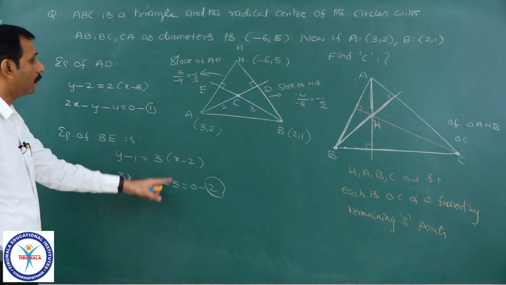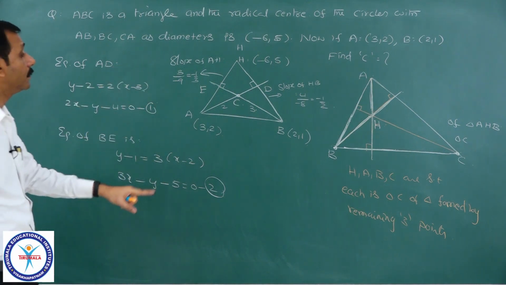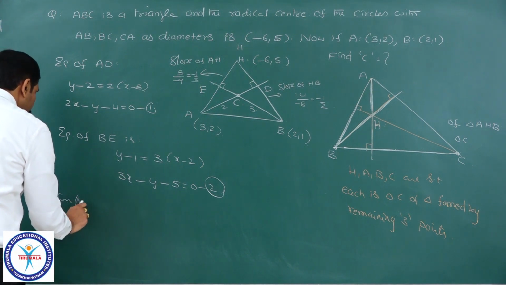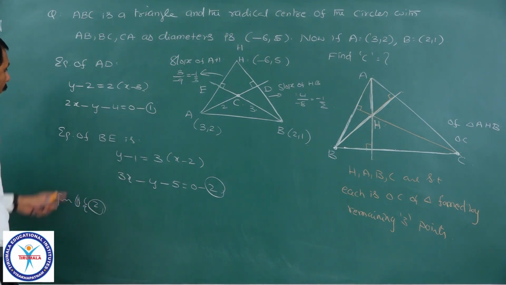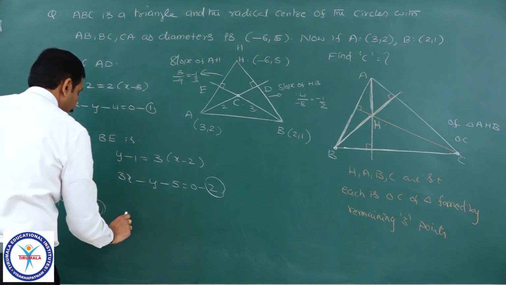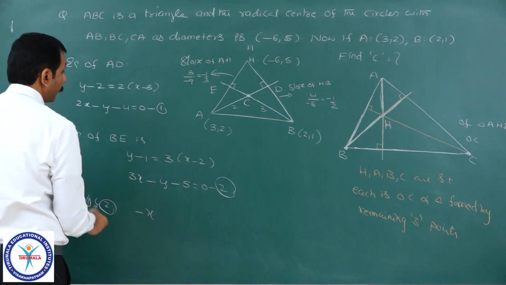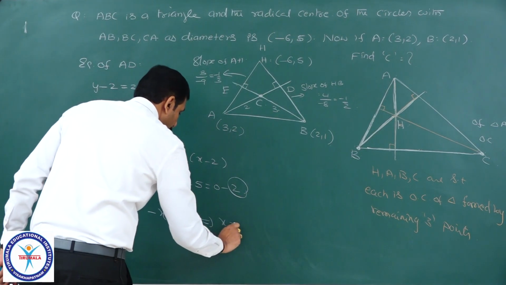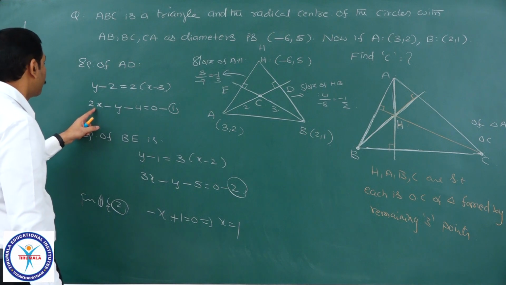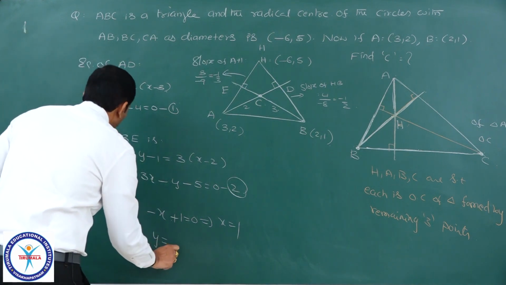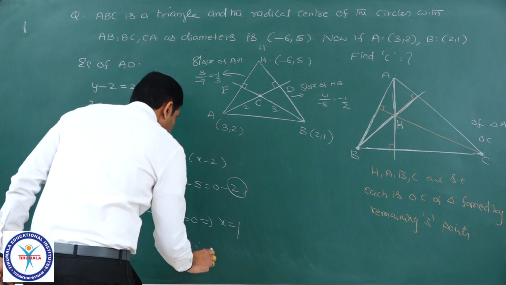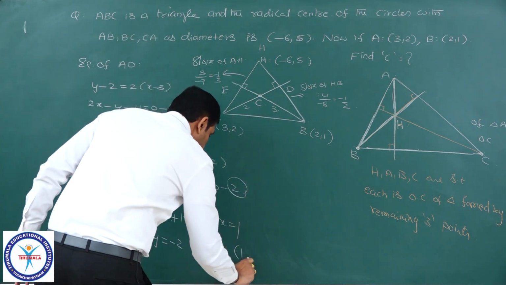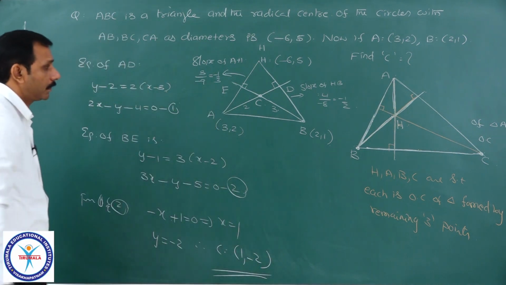Now, if I solve 1 and 2, I will get the orthocenter of this triangle, which is nothing but C. From 1 and 2, just subtract these two. 2x minus 3x is minus x, minus y plus y cancel, minus 4 plus 5 is plus 1, equal to 0, which implies x equal to 1. And if you substitute x equal to 1 here, y is equal to 2 minus 4, that is minus 2. Therefore, the coordinates of C, which is the orthocenter of triangle HAB, are 1, minus 2. That is the solution.